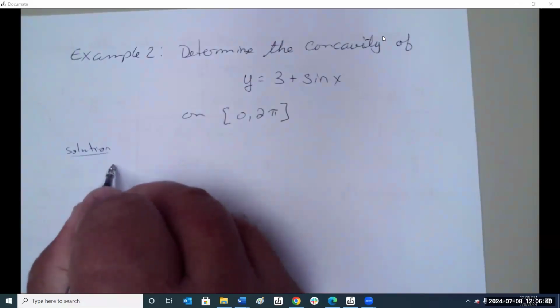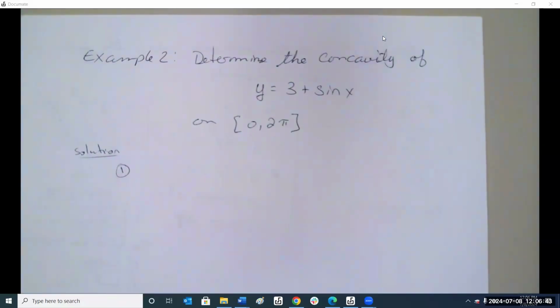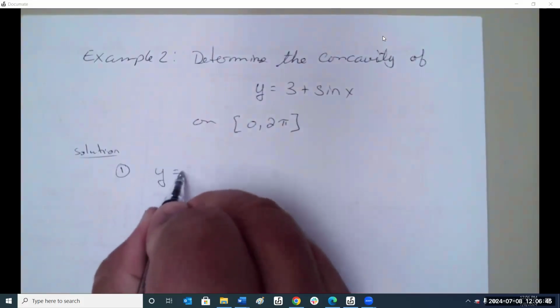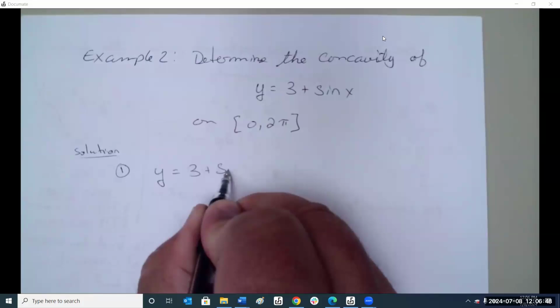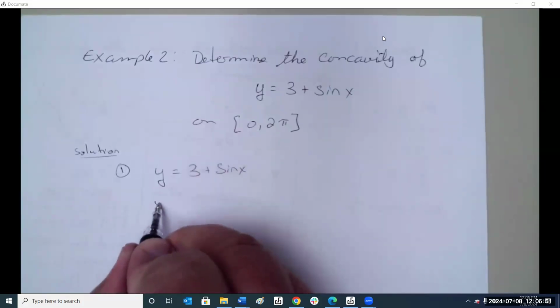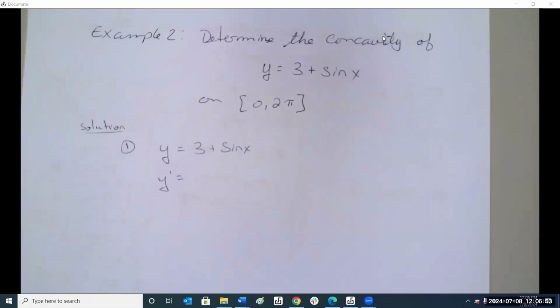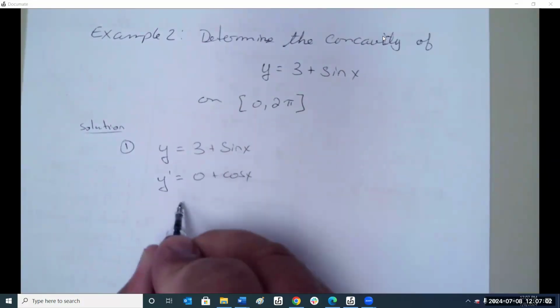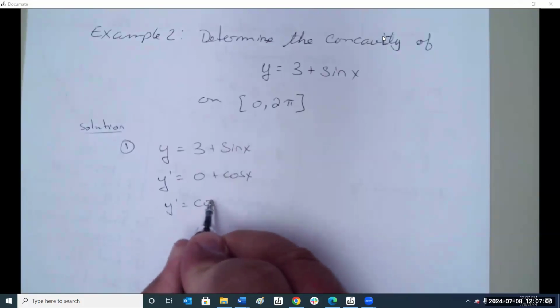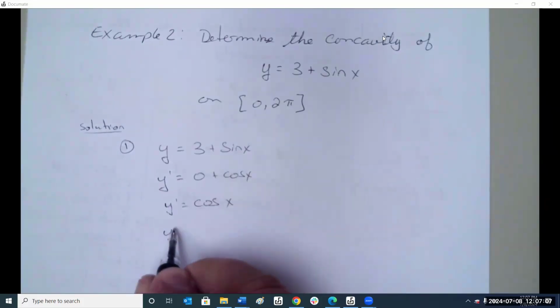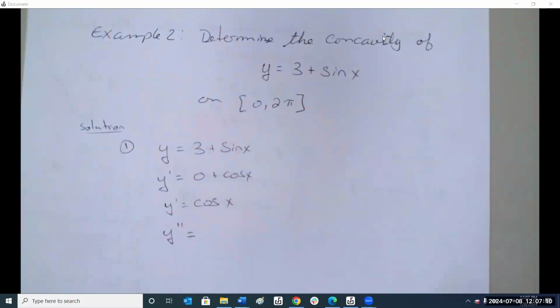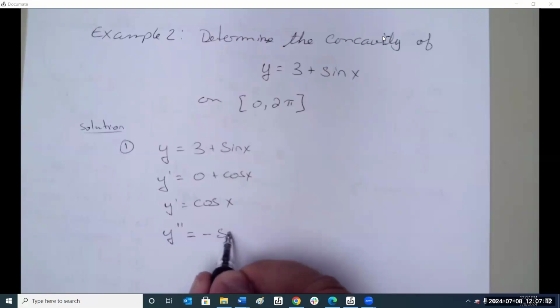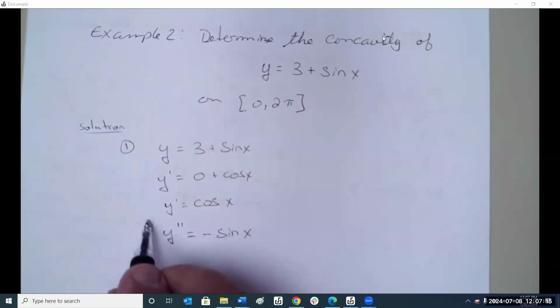So what do we do? Find the second derivative. So y equals 3 plus sine x. The first derivative is what? That's 0 plus cosine x, which is equal to cosine x. Very good. And then the second derivative. Very good. Negative sine x.